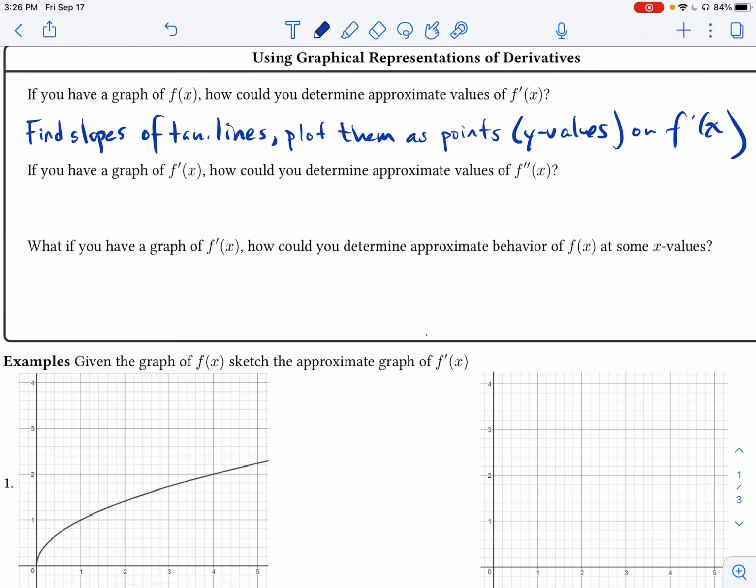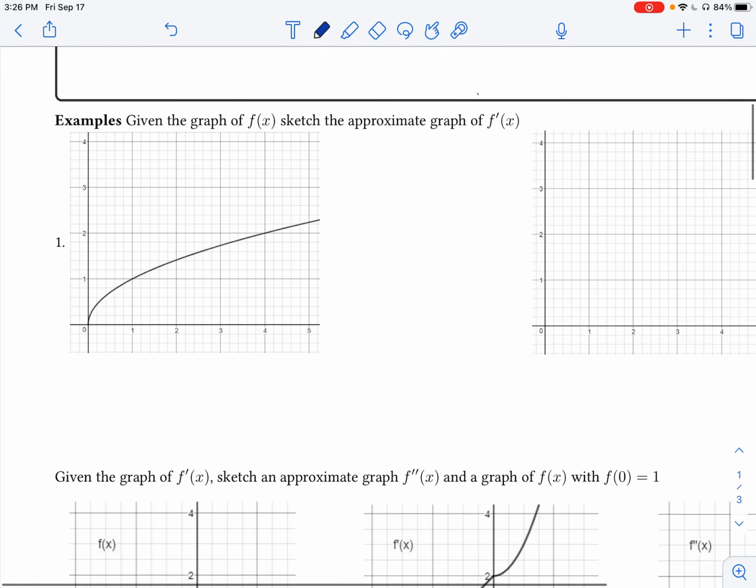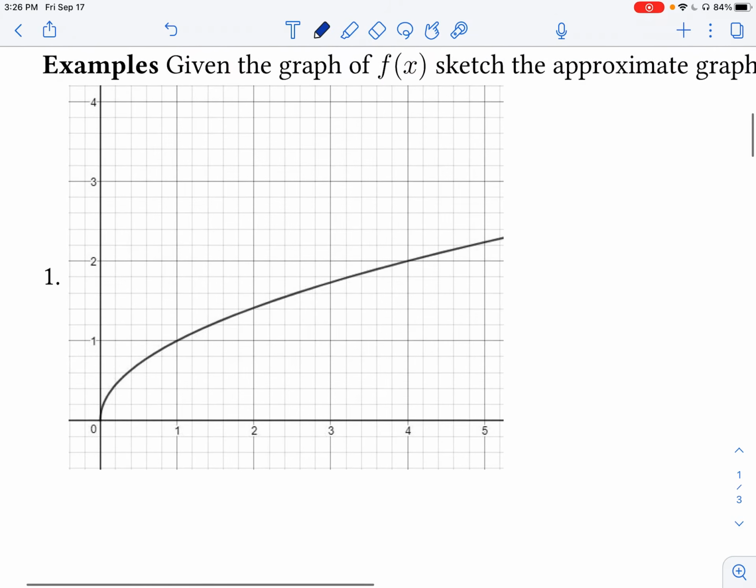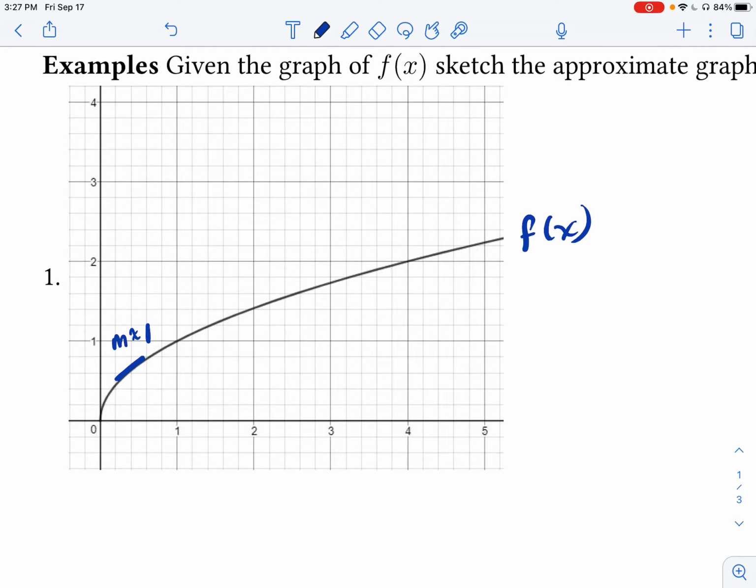So let's start with this exercise here. Let's actually try that. Going back to this graph, if this is my function, I'm going to label this as f of x. Let's try to sketch some approximate tangent lines, and find approximately what we think the slope of each of these tangent lines is. Let's start with a point right around here, around 4/10. At this point, our tangent line looks like m is approximately 1. That looks pretty close to having a slope of 1.